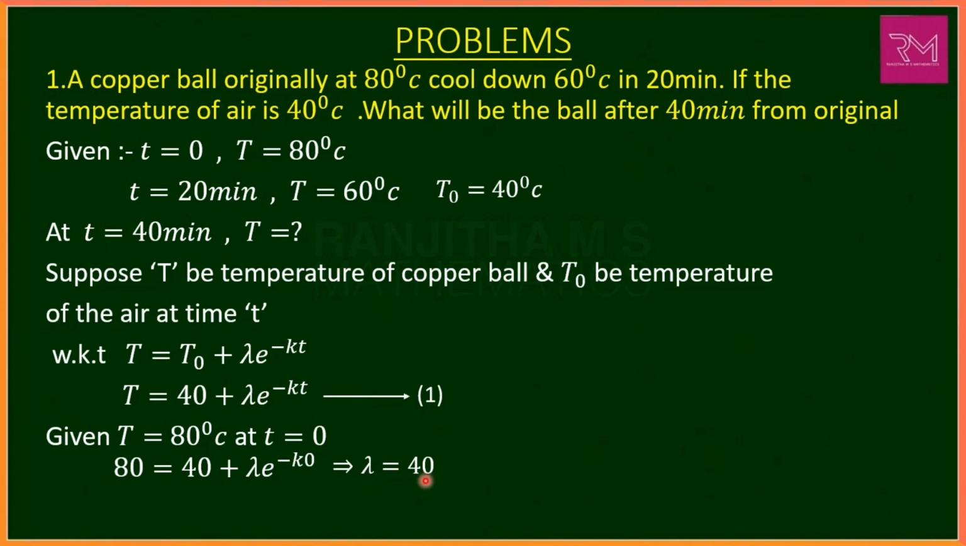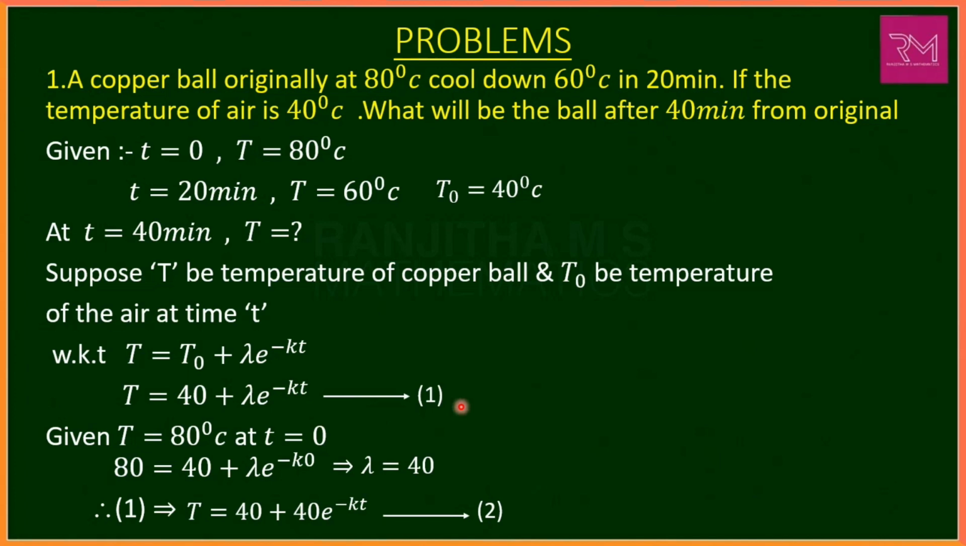Once we obtain the lambda value, we substitute this lambda value as 40 over equation 1. We get T is equal to 40 plus 40 into exponential power minus kt as it is. So the equation reduces to this. Call this equation number 2. Here we obtained this equation from the data at t is equal to 0, where we get a value of T as 80 degrees Celsius.